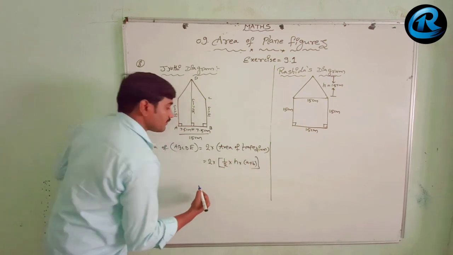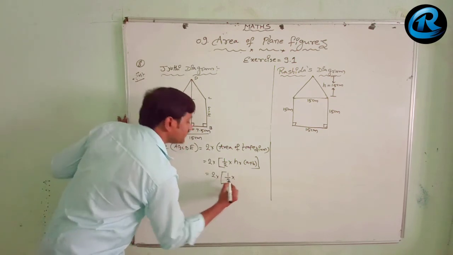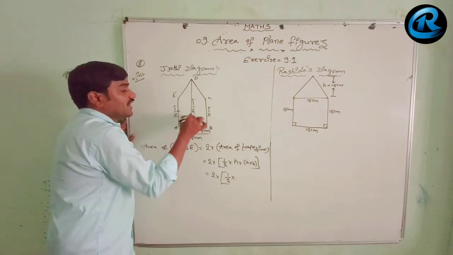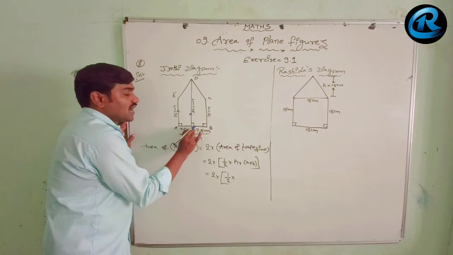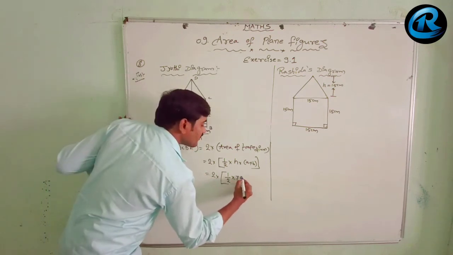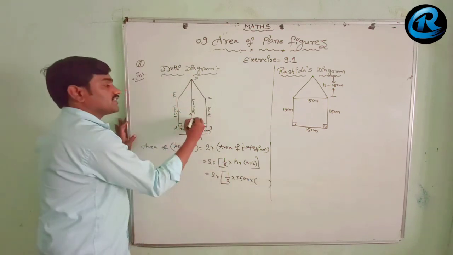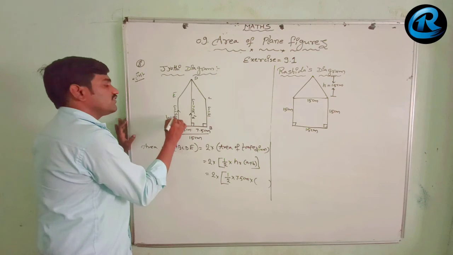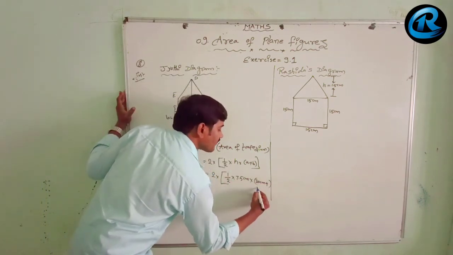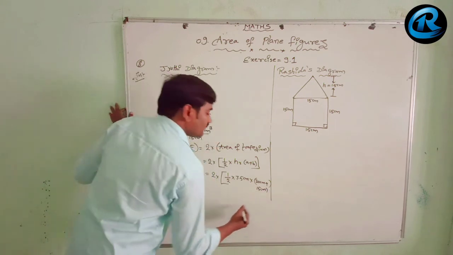So here, if you see now, this 2 into 1 by 2 into h, what's the height between the two parallel sides? The height between these two parallel sides is half of this 15 centimeter, that is 7.5 centimeter. So 7.5 centimeter into a plus b. A is 30 centimeter and b is 15 centimeter. So 30 centimeter plus 15 centimeters.